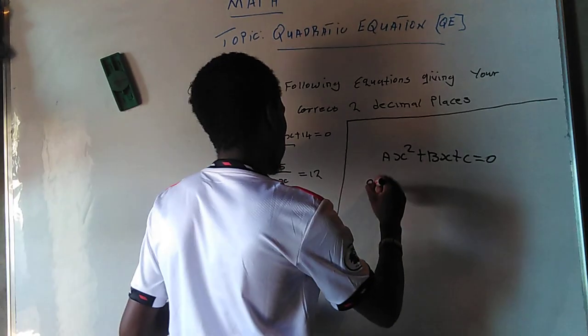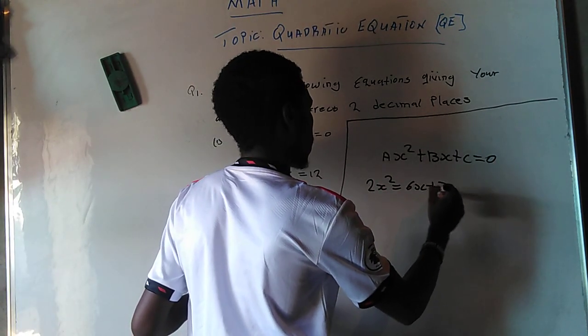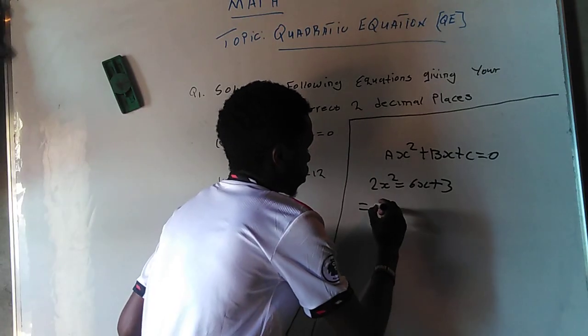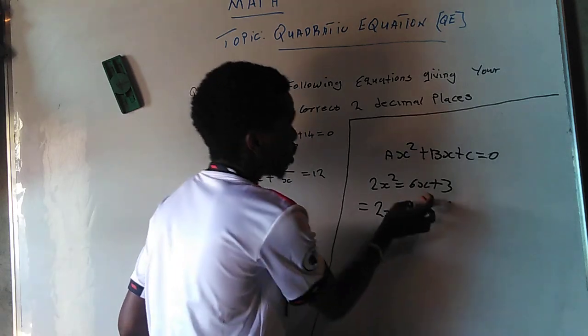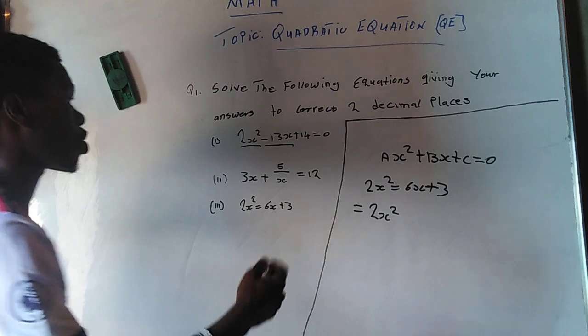So we are saying 2x squared is equal to 6x plus 3. Okay, so I'm going to say 2x squared. This is positive. When it crosses the equal sign and comes to the other side, it's going to be negative.